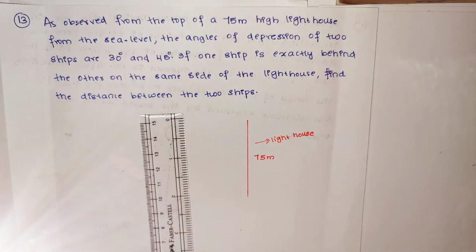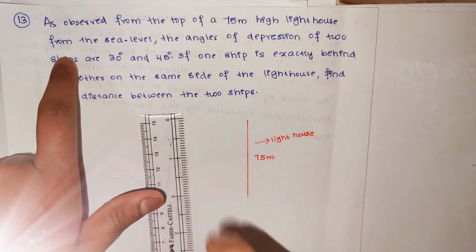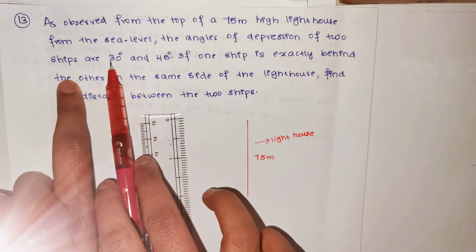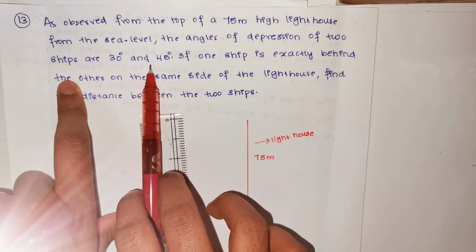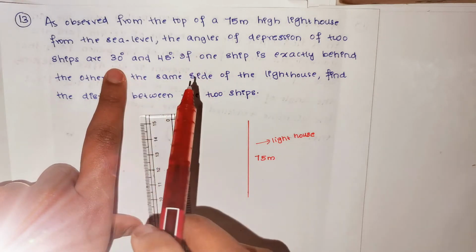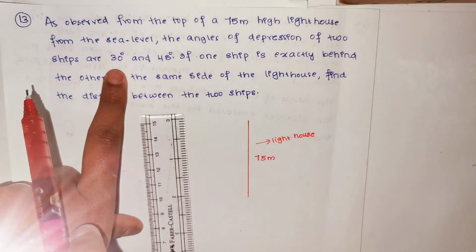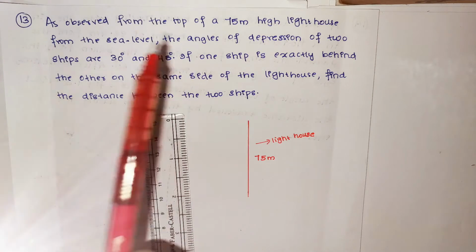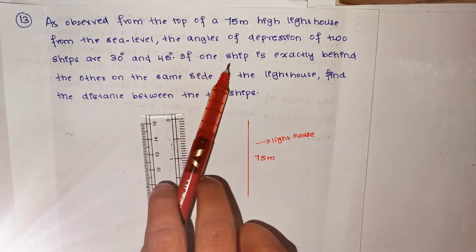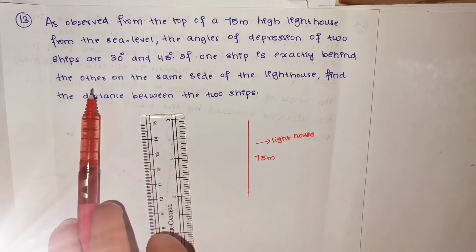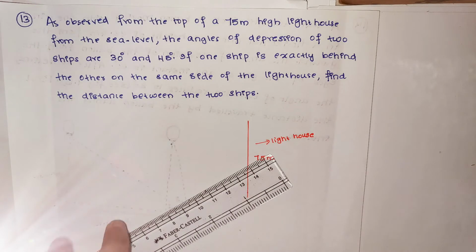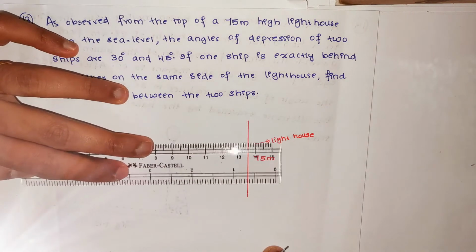Next, 75-meter high from the sea level. The angles of depression of two ships are 30 degrees and 45 degrees. So it has been given that we have two ships and the angles of depression of the two ships are 30 degrees and 45 degrees. If one ship is exactly behind the other on the same side of the lighthouse.